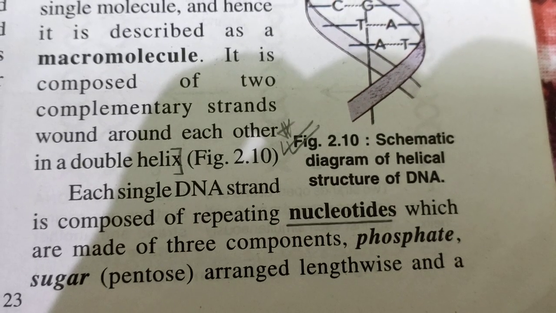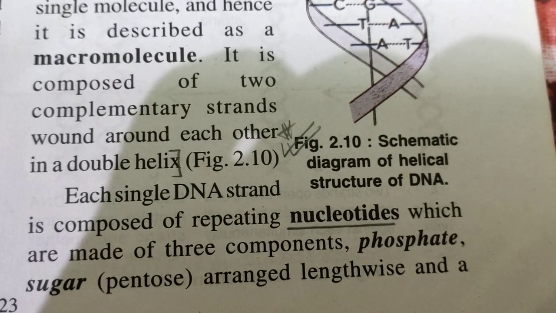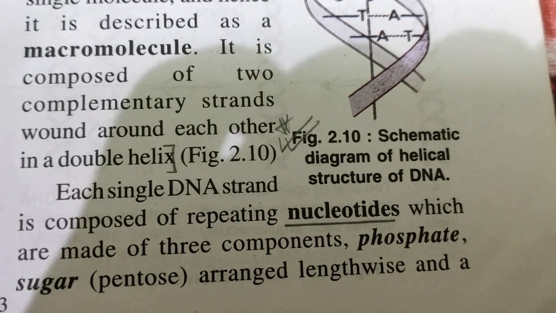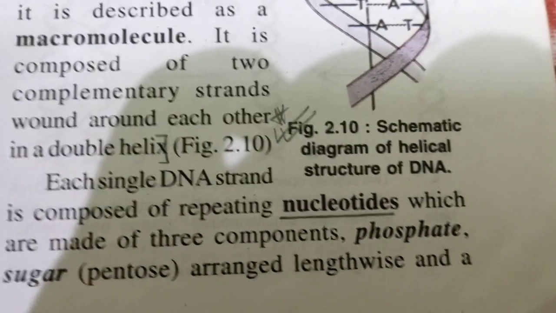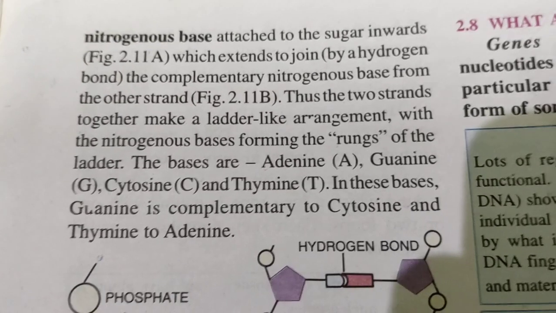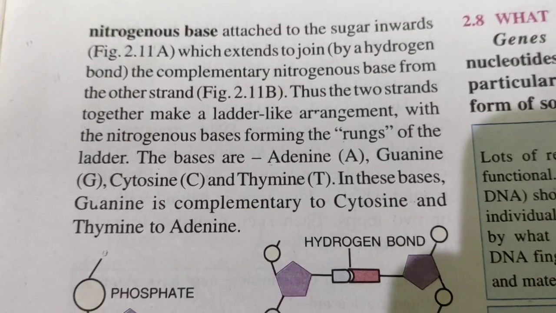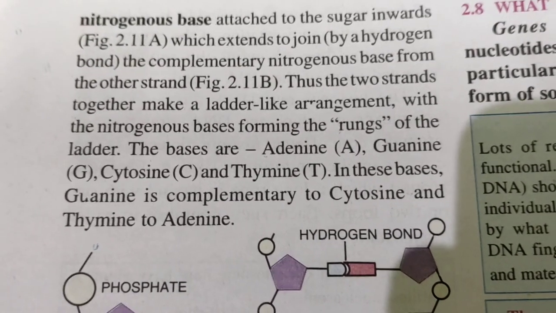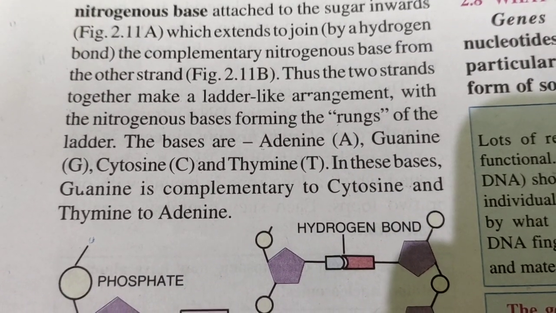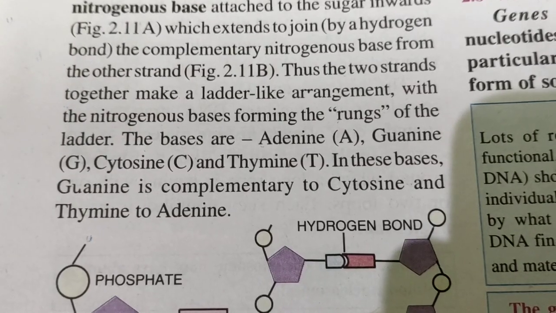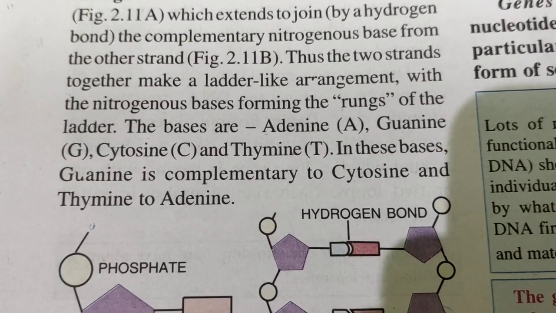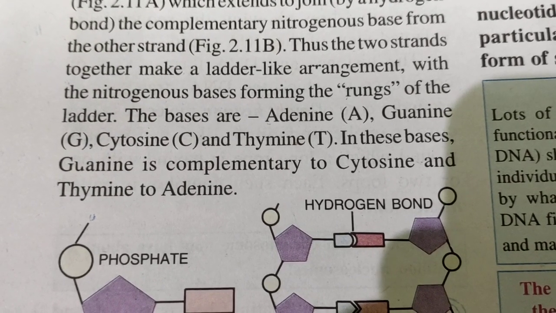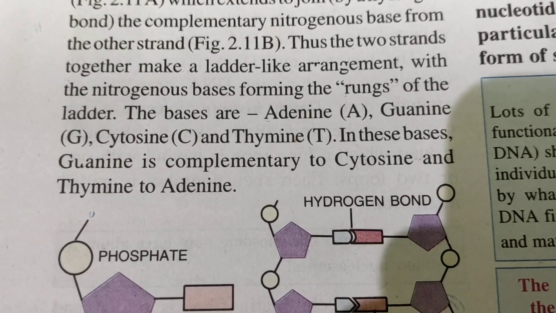Now I was talking about the DNA strand, which is composed of nucleotides. Now what are these nucleotides? They are made up of phosphate, pentose sugar and nitrogenous base attached to the sugar inwards, which extends to join by a hydrogen bond the complementary nitrogenous base from the other strand. Thus, the two strands together make a ladder-like arrangement with the nitrogenous bases forming the rungs of the ladder.